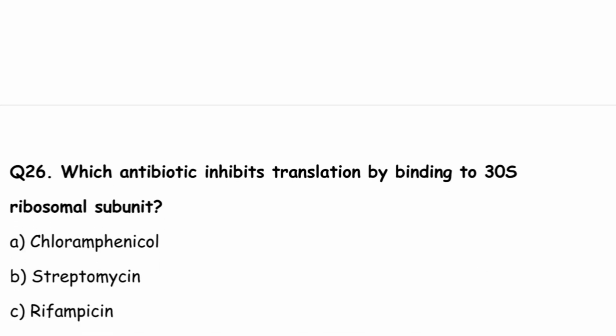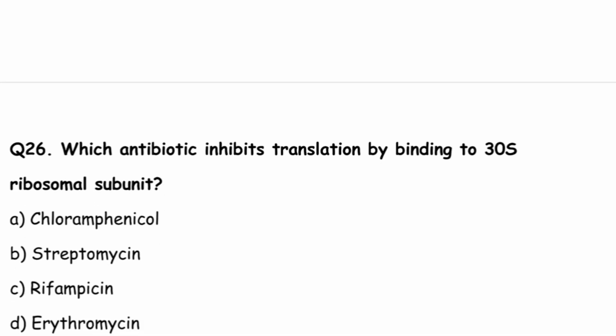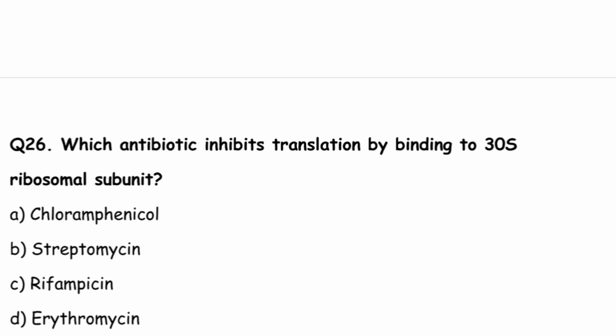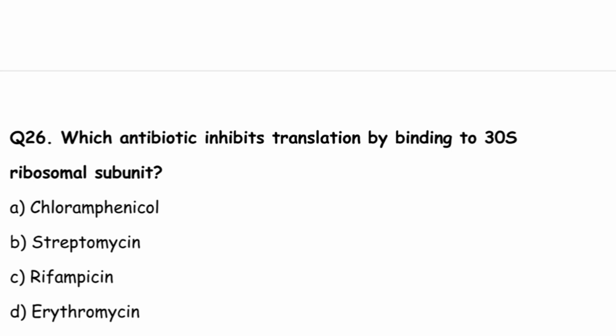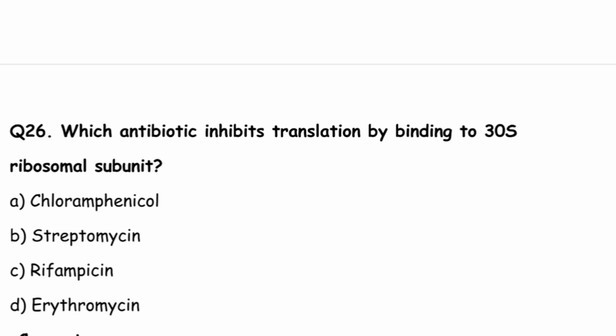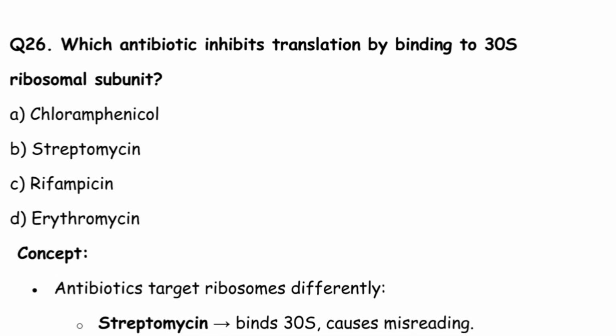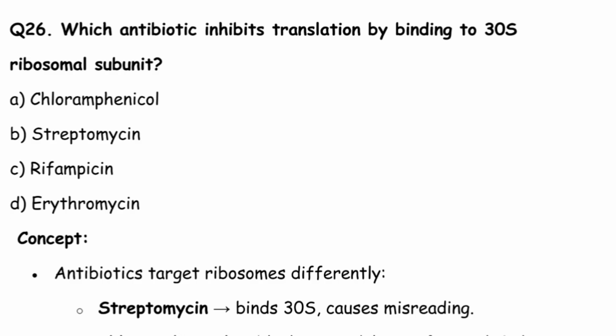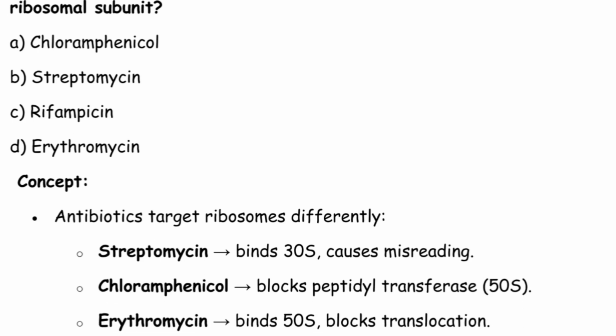Next question, which antibiotic inhibits translation by binding to 30S ribosomal subunit? Chloramphenicol, streptomycin, rifampicin, or erythromycin? Correct answer is B. Streptomycin. Streptomycins are antibiotics produced by Streptomyces species. Antibiotics target the ribosome differently.